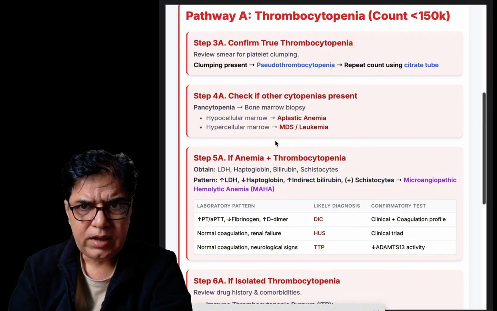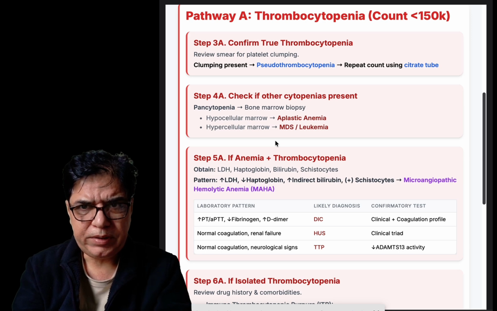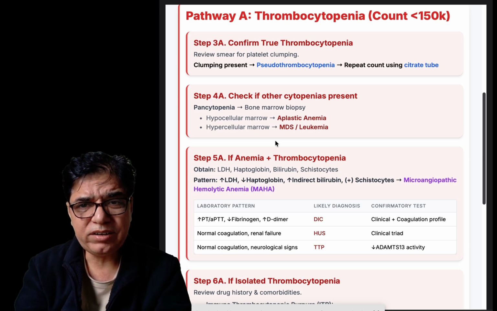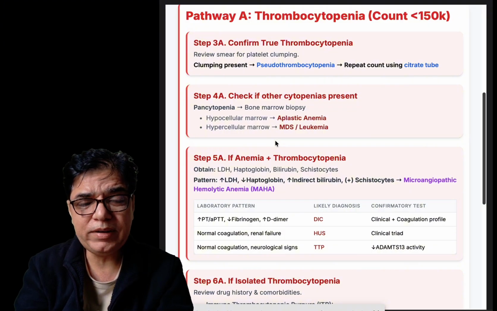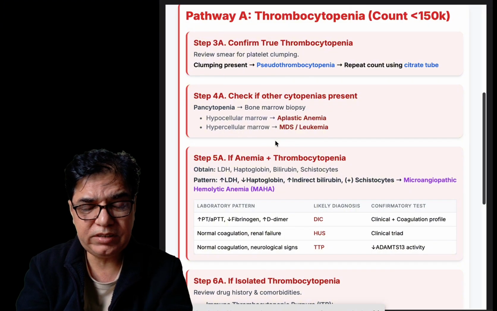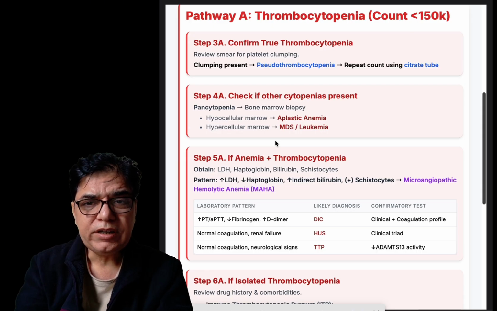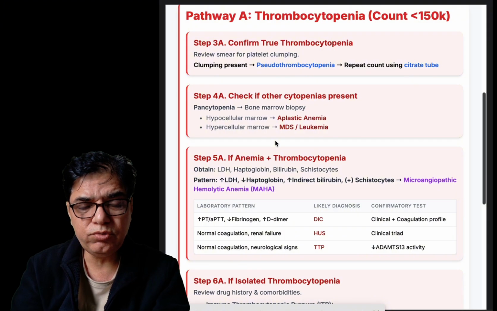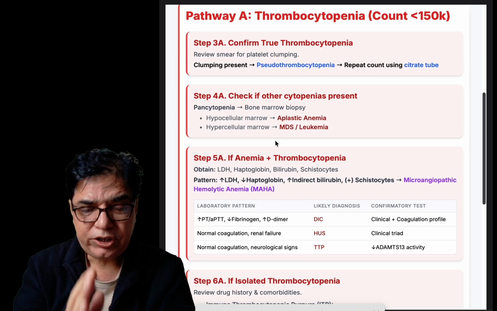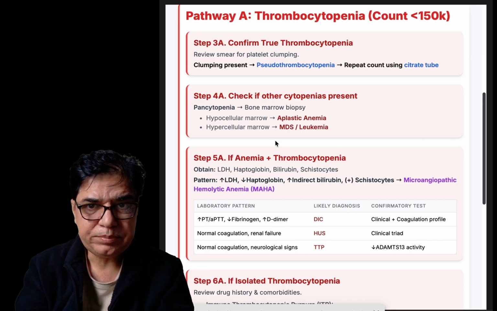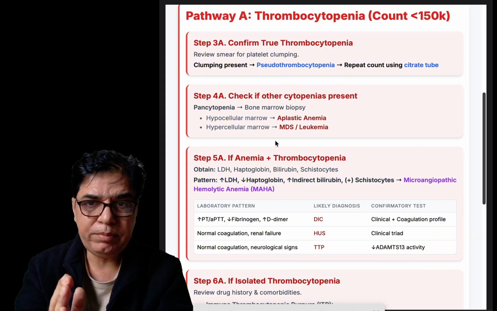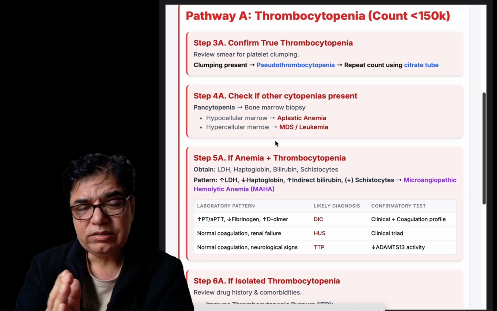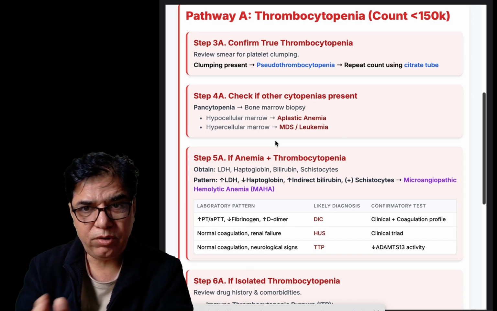Now, if there are no cytopenias, but let's say with thrombocytopenia there are signs of anemia or the hemoglobin is low, the white blood cell count is fine, the RBC count is fine, but it's just that the hemoglobin is on the lower side, then it's important that you have to do certain tests to rule out certain forms of hemolytic anemia. So what tests do you order if you see a child who has got low platelet count and has got low hemoglobin? You would order lactate dehydrogenase, you will check for haptoglobin levels, you will check for bilirubin levels, and you will also see if there are schistocytes on the peripheral smear or not.